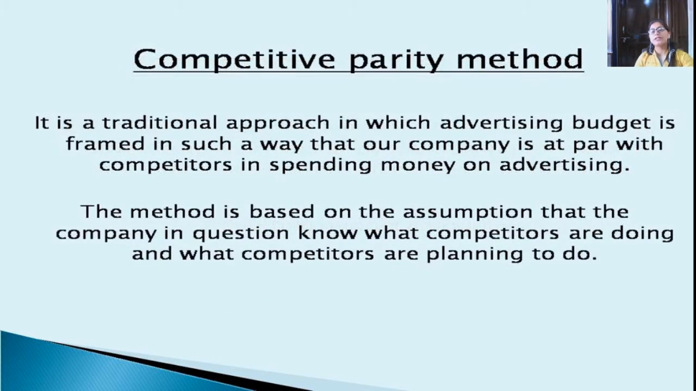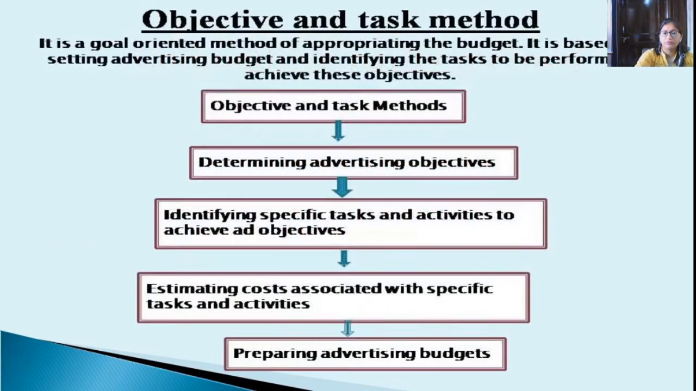Next is competitive parity method. In this method, it is a traditional approach in which the advertising budget is framed in such a way that our company is at par with our competitors. The method is based on the assumption that the company knows what competitors are doing and what competitors are planning to do. As we want to beat the competition, we must know what competitors are planning, what their budget plans are, and what their strategies are. Accordingly we plan our budget for the advertising.